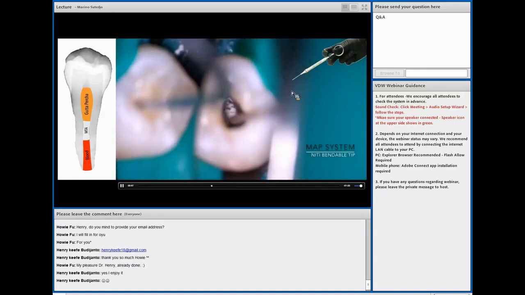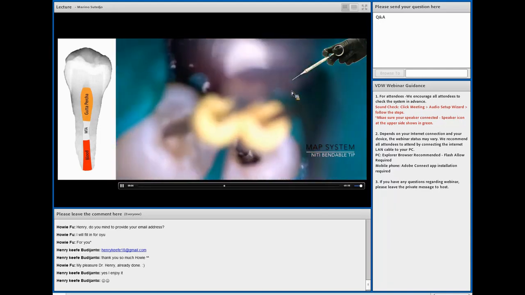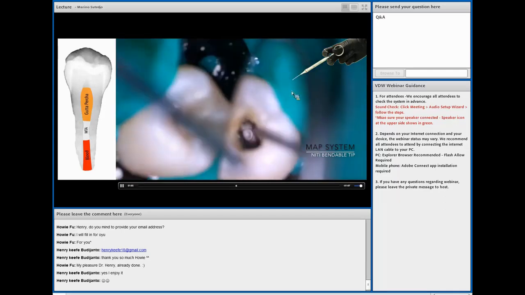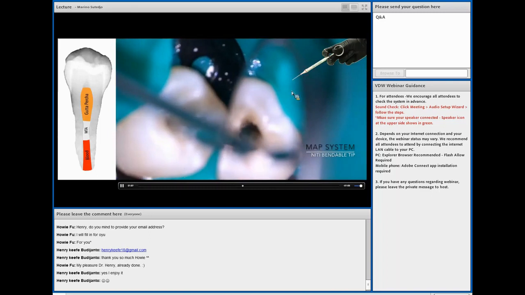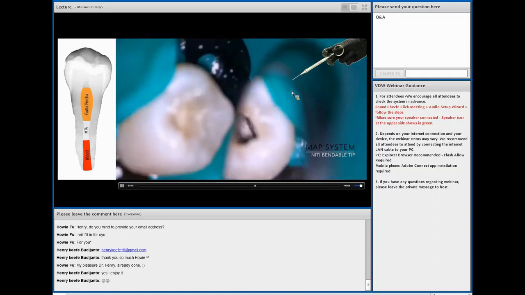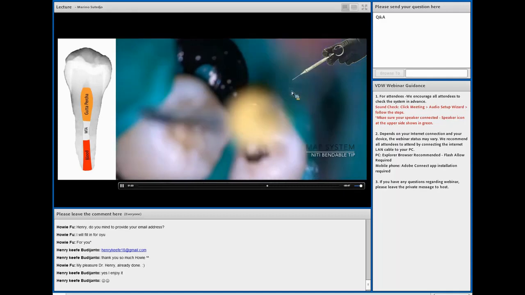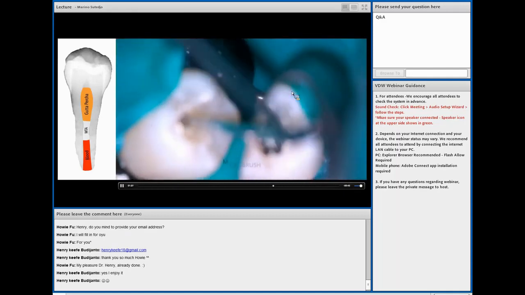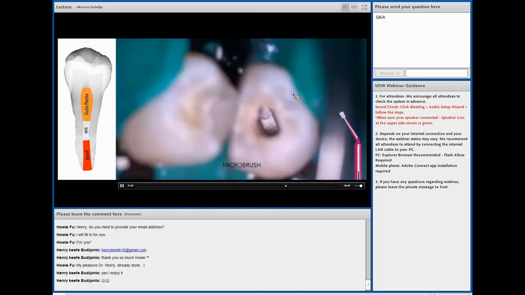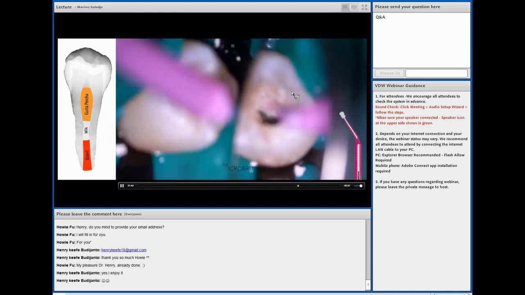So use your MAP system to put your MTA, as I mentioned before, incrementally. Use your plucker to condense the MTA in combination with your micro brush. Again, you use it step by step. You can see now there is another amount of MTA, and then I need to pack it with my plucker, and I need to pack it again in combination with my micro brush. Okay, you can add more up to the level that you want. Make sure you condense it, because since the apex is wide open, usually the canal is irregular, so we need to condense it so it can fill the shape of the canal.